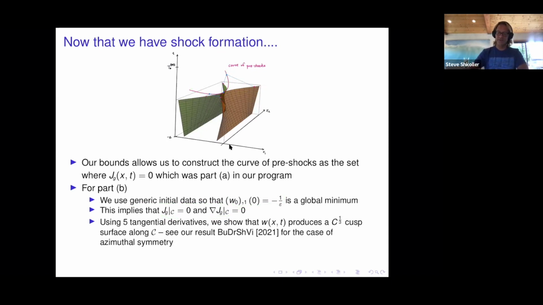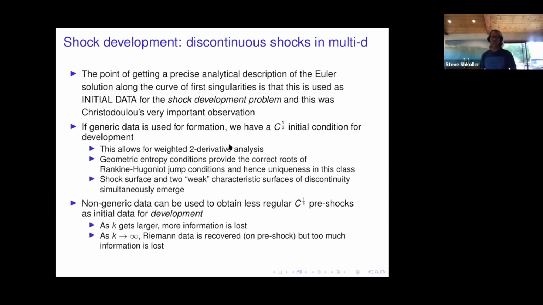And why do we do this? For the holy grail of shock development, we want to be able to construct discontinuous shocks in multi-D. So the point of getting precise analytical information about the solution along the preshock is that we use that as initial data for the shock development problem. And this was Christodoulou's very important observation. So if generic data is used, then we get a C1/3 surface as an initial condition for the development.